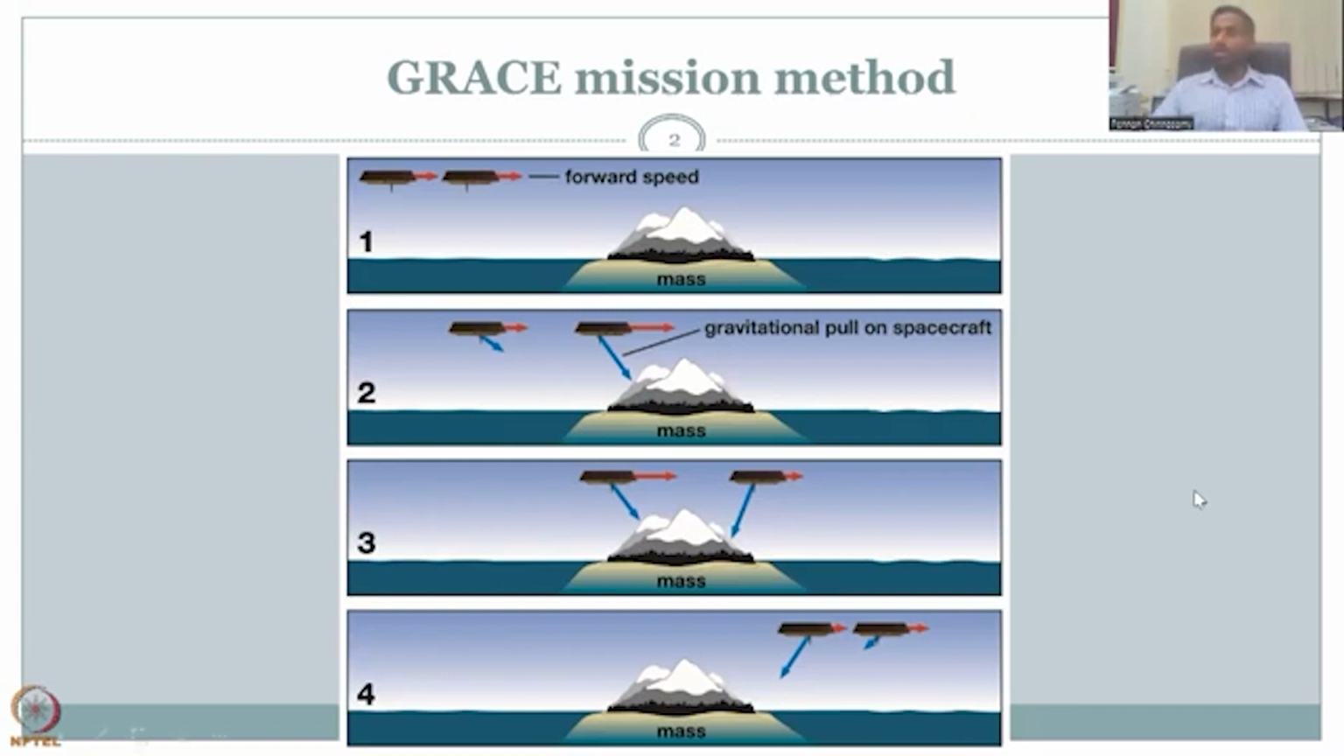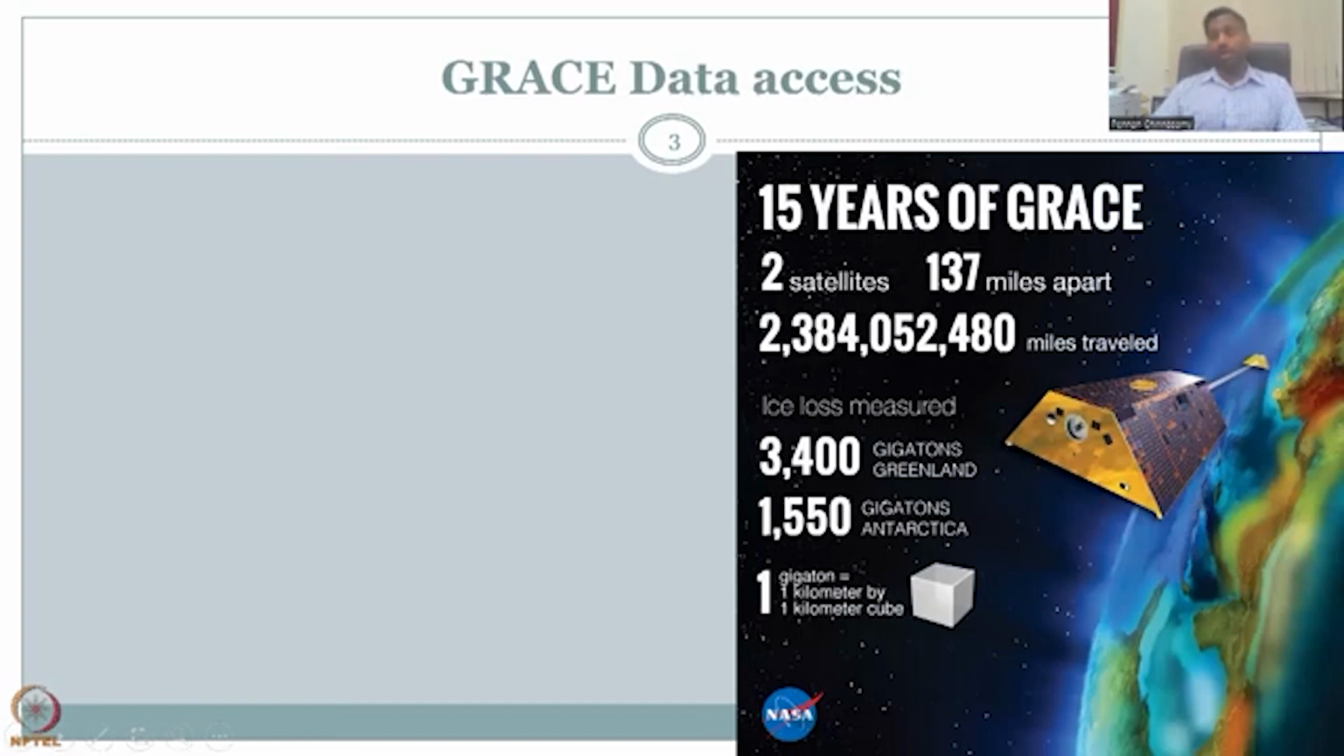So let's move on to see what GRACE data has been doing over the past few years. 2002 it started. Now it's 20 years. There was a little bit of a gap in between, not 5 years. This image might be a little bit old, but there's a lot of credit for this satellite, this special mission, which I know very closely. I worked with this data a lot. It astonishes me how it captures the data and is almost accurate when we do some calculations, which I will show in the later versions. So there are two satellites, 137 miles apart, almost 2 billion miles traveled. It's a lot of distance traveled.